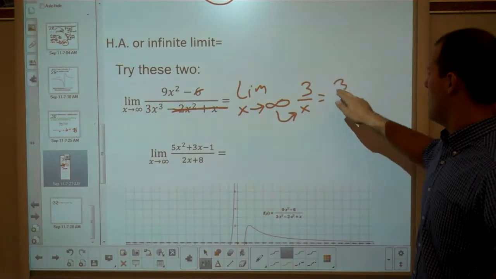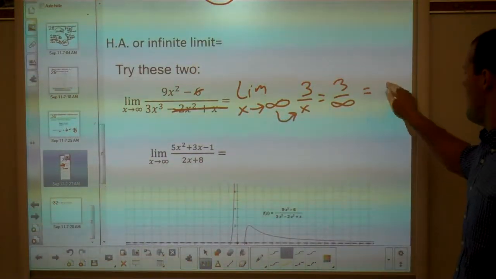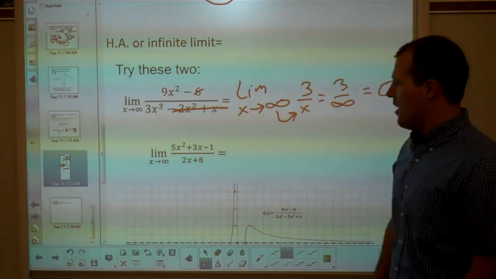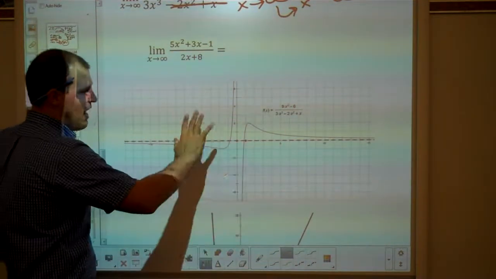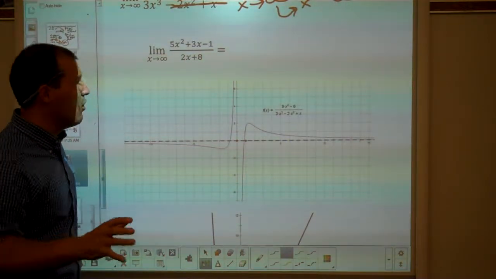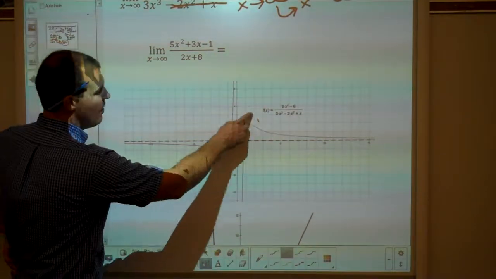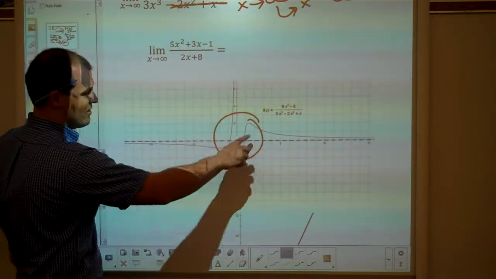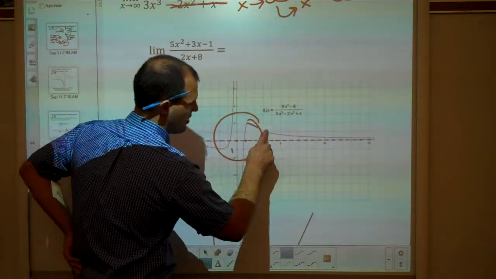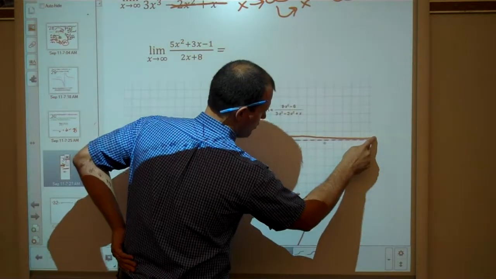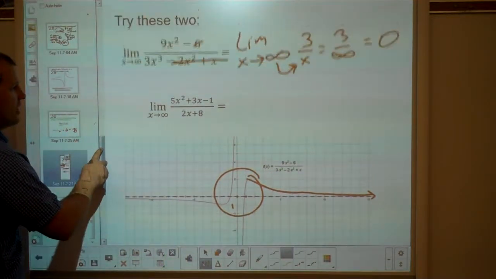Plug in the infinity, I get 3 divided by infinity, and if you take 3 and chop it into infinitely many pieces, they have no size. That is 0. And I've prepared a little bit of a visual here. So take a look. This is what it is. Remember, with asymptotes and with infinite limits, that behavior only applies when the x values are really, really big and really, really negatively big. So yeah, right in here, it's crossing that horizontal asymptote. That's okay, because we're really close to the origin. But when we get way out here, you can see the function, it's getting closer, closer, closer, closer. It's converging on 0.